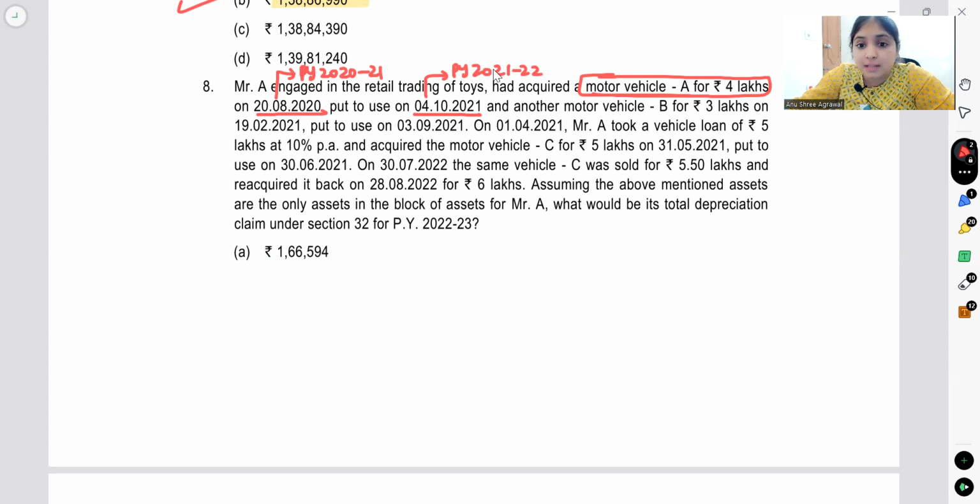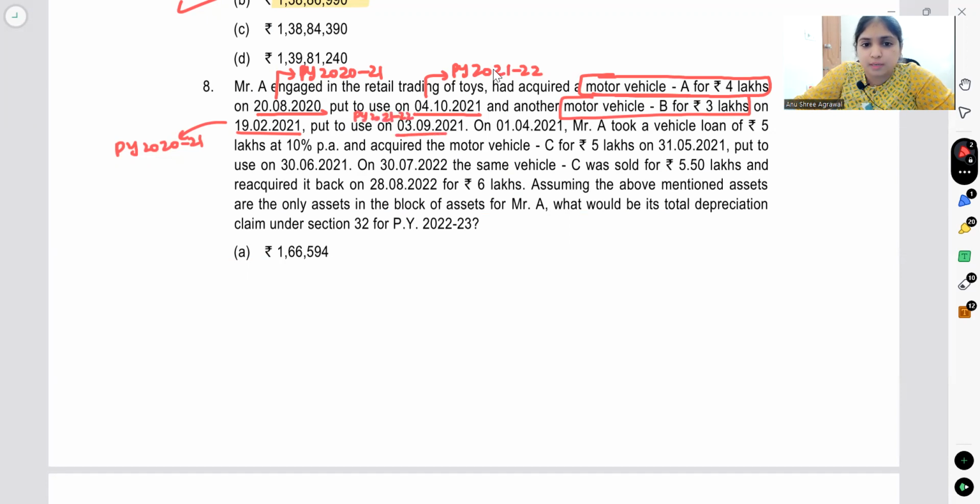Then we purchased another motor vehicle B for 3 lakhs. This was purchased on 19th February 2021. This was purchased in previous year 2021 again. And again this was put to use when? On 3rd September 2021.